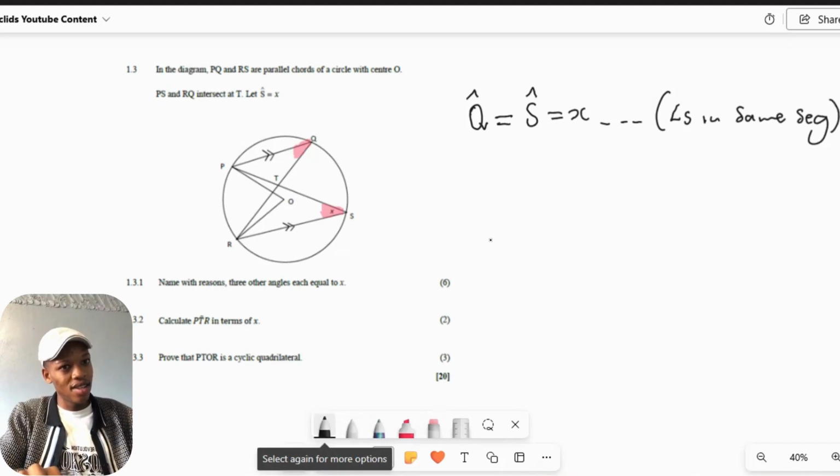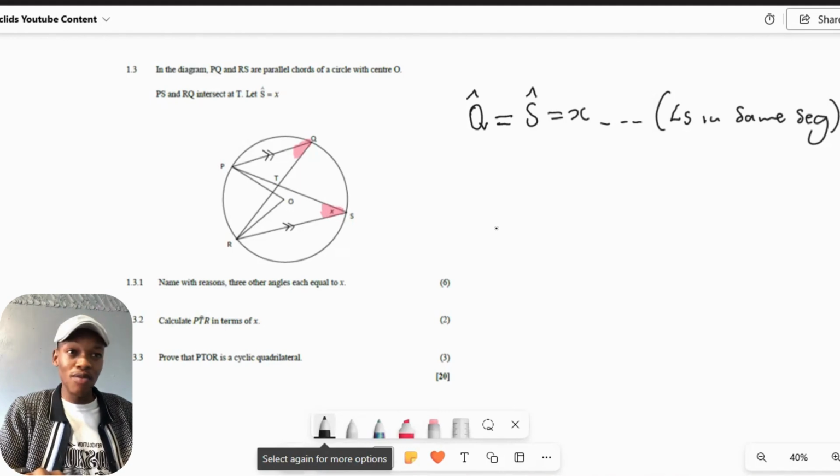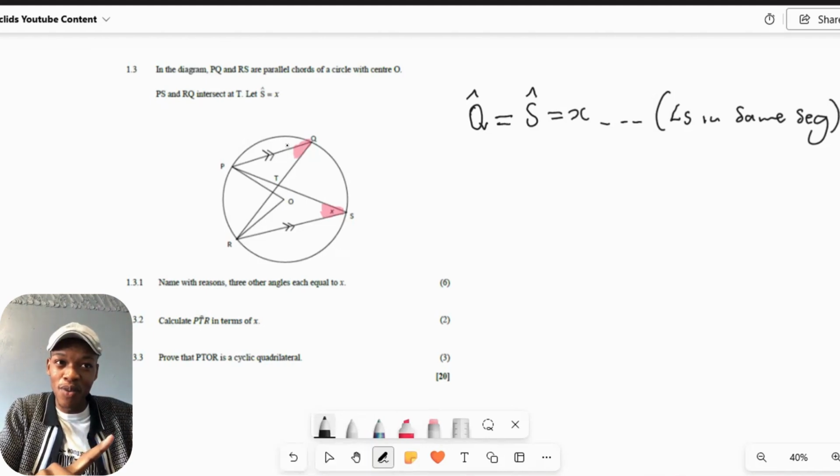Okay, I have parallel lines. Is it possible to go for corresponding? No. Is it possible to go for co-interior? No. Is it possible to go for alternating? We already know about Q. Is it forming a Z with R? Yes, they are forming a Z. These two angles are forming a Z.